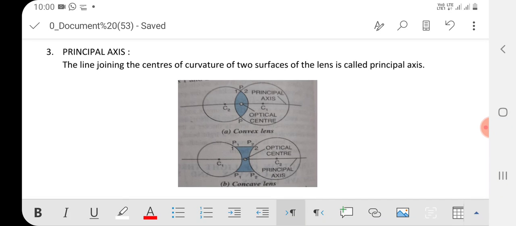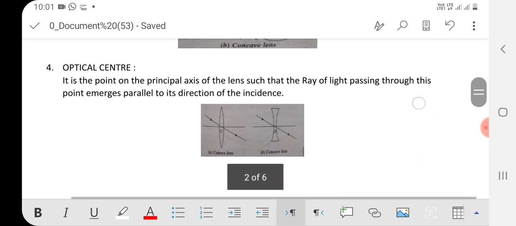Okay, the next one is principal axis. It's a line joining the centers of curvature of two surfaces of the lens. We can see here there is a straight line passing through C2, optic center, and center of curvature C1. So the line joining the centers of curvature of the lens as well as passing through optic center is called principal axis.